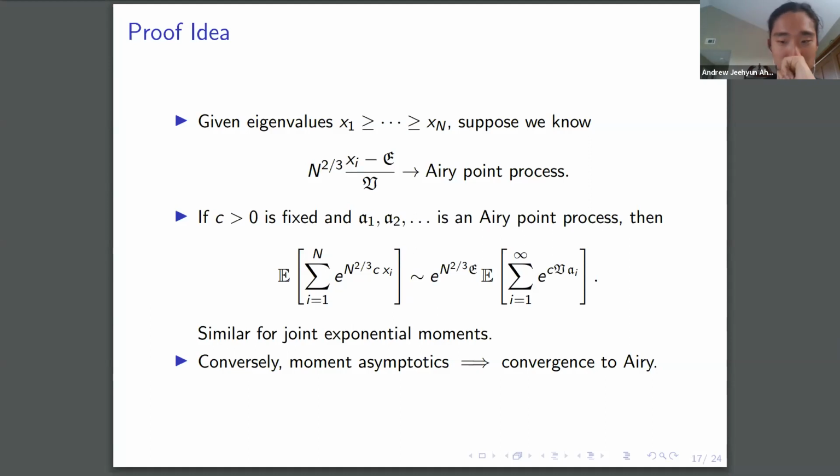Which is what I'm saying here. So any questions about that? Hopefully I've conveyed that clearly. So the thing I want you to take away from this slide is that if you have suitable analyzable formulas for these exponential moments of the x's, then by taking the appropriate limit, you can prove convergence to the Airy point process.